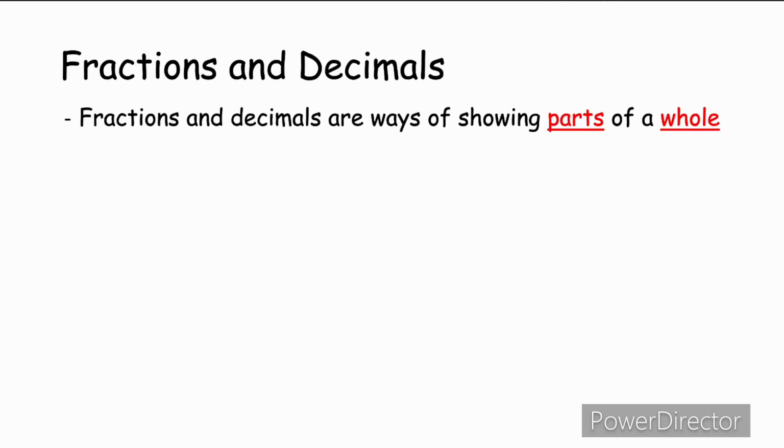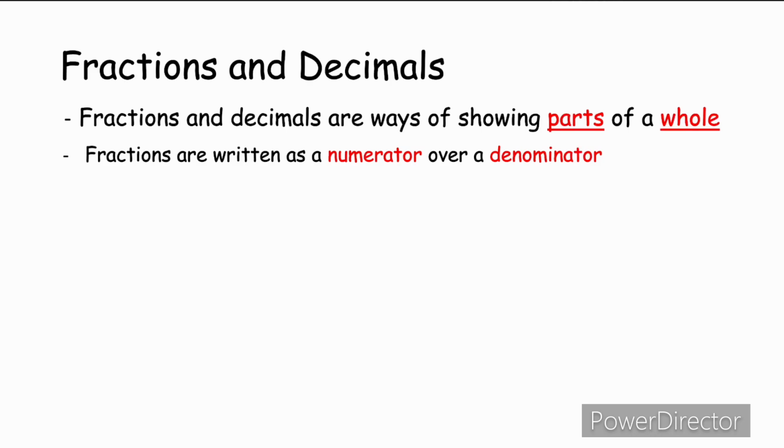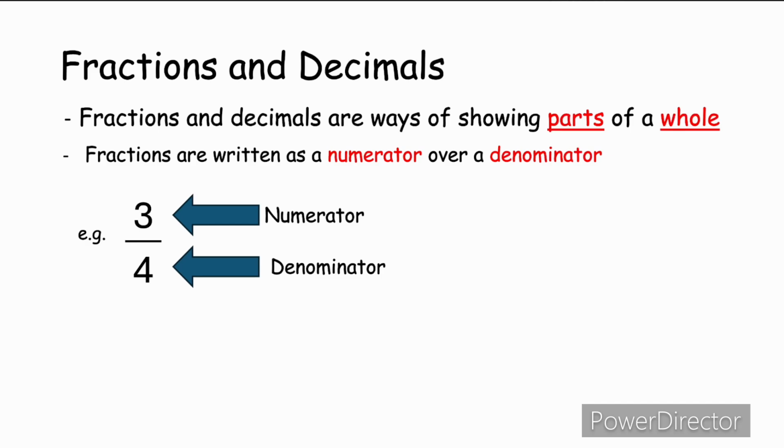Fractions and decimals are different ways of showing parts of a whole. A fraction is written as a numerator over a denominator. For example, 3/4 represents 3 parts out of 4 total parts. The numerator, the top number, shows the number of parts of the fraction, and the denominator, the bottom number, shows the total number of parts of the fraction.